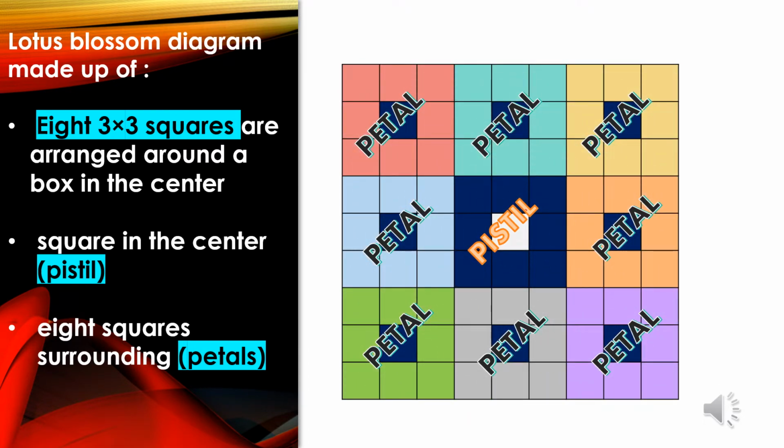Lotus blossom diagram is made up of 8 3 times 3 squares. The squares are arranged around a box in the center. The square in the center is called pistil, and the 8 squares surrounding the central box are called petals.